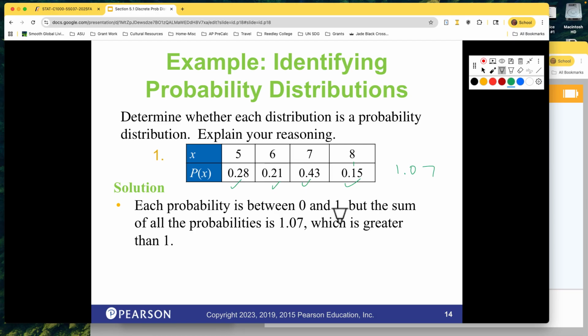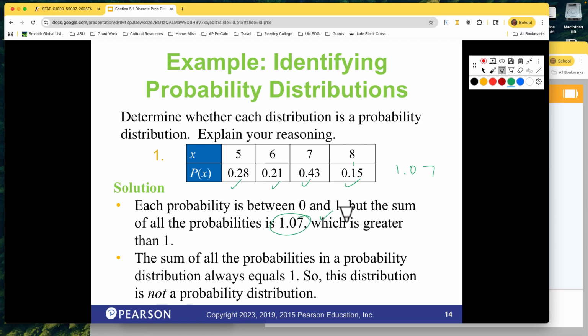So if it's the first, but the second, its sum is 107. So it's not a probability distribution, which means we can't use this for doing probability distribution stuff. It's something else. I don't know what it is. And again, there are things out there that have decimals, and these might be percentages, but there might be some overlaps. It's just not a probability distribution, okay?